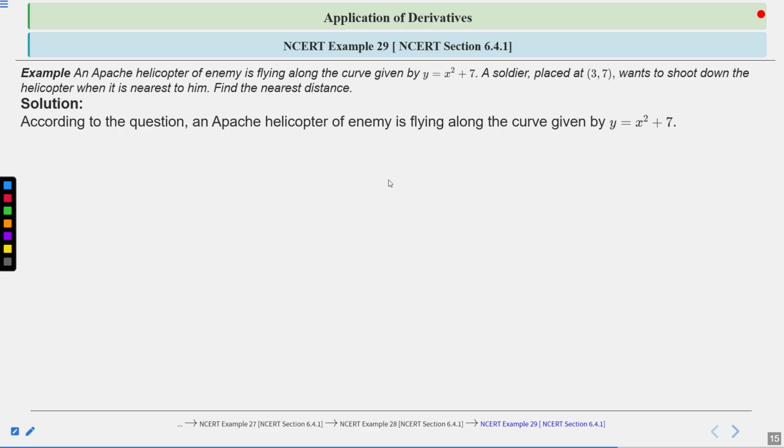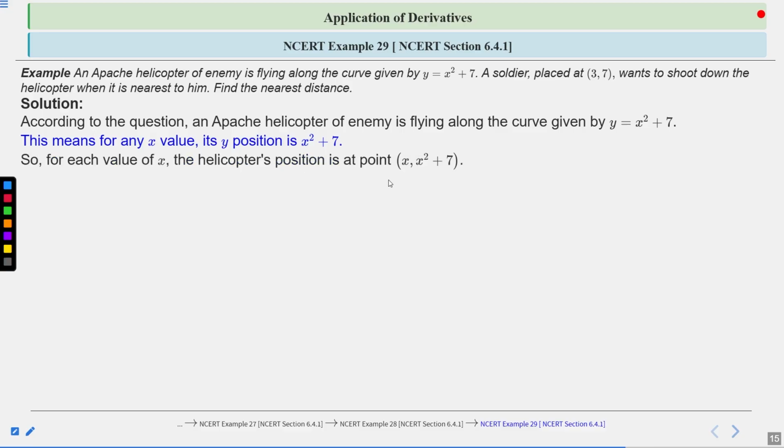According to the question, an Apache helicopter of an enemy is flying along the curve given by y is equal to x square plus 7, right? This means for any x value, its position y is x square plus 7, right?